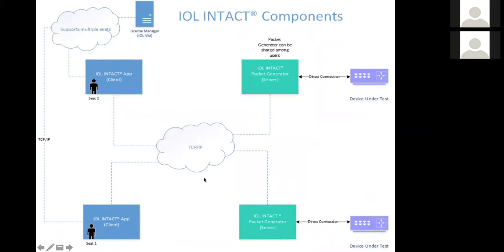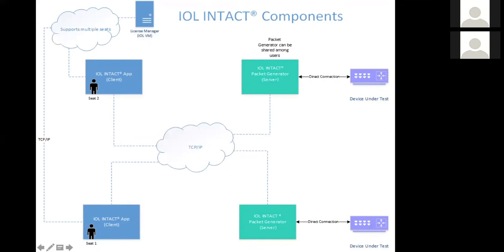This is just showing, this is probably our most complex setup we have customers use. And this has two INTACT clients typically running on a desktop, laptop, someplace out in the QA lab. And then here are the actual packet generators. Very often they're running in virtual machine environments nowadays. They can also run on bare metal hardware.